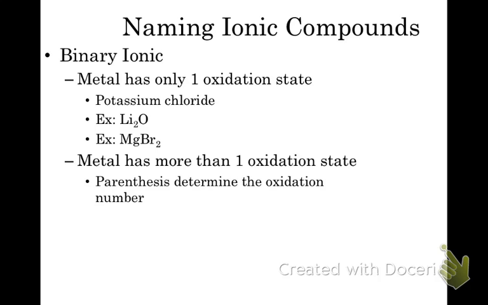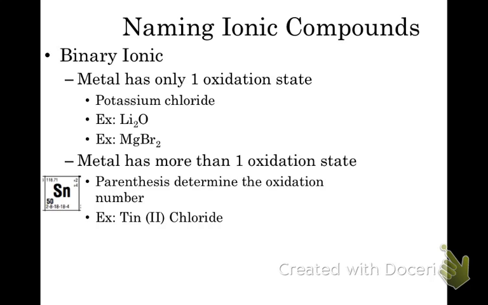Now we're going to look at metals that have more than one oxidation state, or more than one charge listed. And here we need to make sure that we use parentheses. So here I have Sn, tin. It can be a +2 or +4, as shown up here. So I'm going to see what tin 2 chloride is.